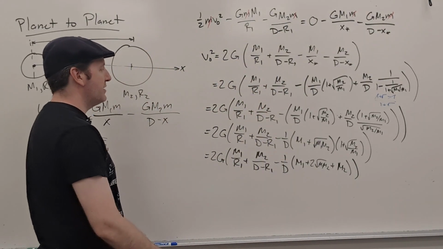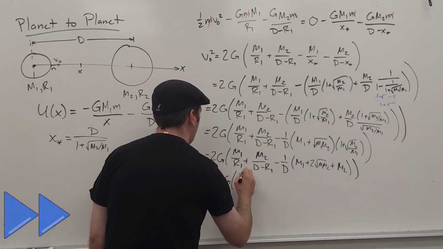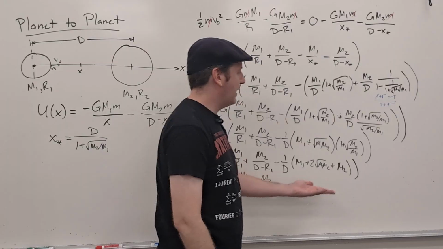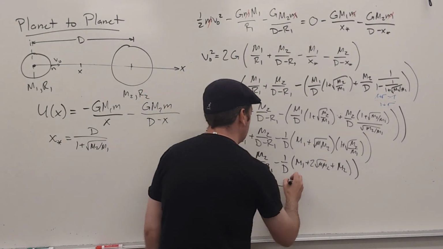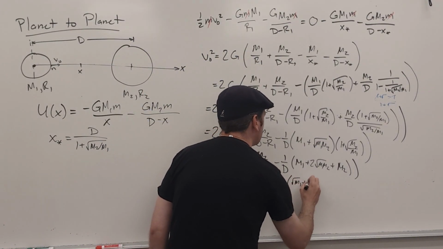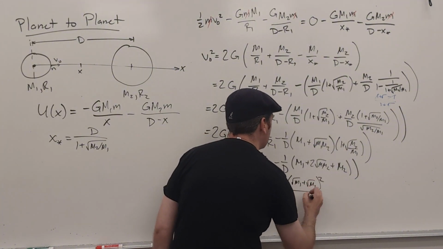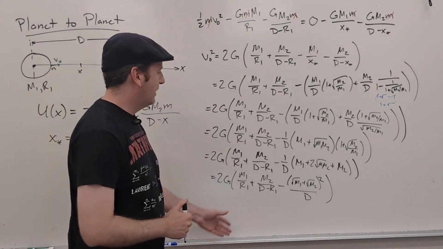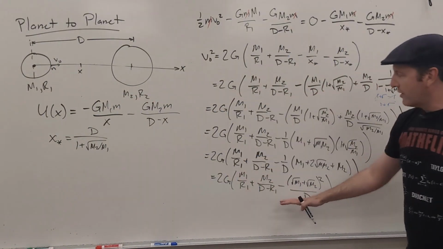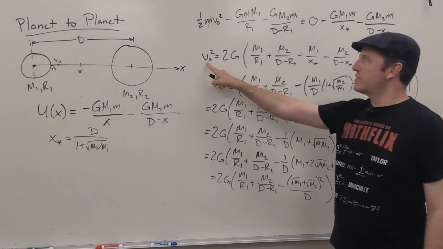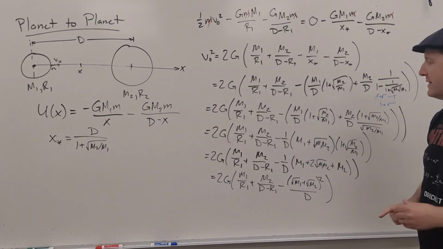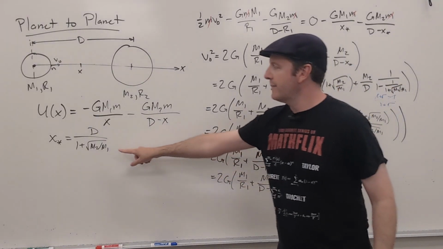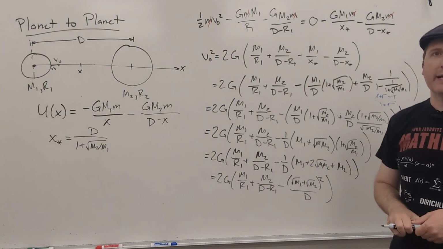Okay, so to finish things off, this thing is actually the square of a binomial. It is root M1 plus root M2 quantity squared over D. That's kind of nice. It at least simplifies down a little bit here. Okay, now that is our final form for the minimum, at least squared, speed to go between these two planets. With this speed, you'll just barely make it over that hump located here before you fall towards the other planet.